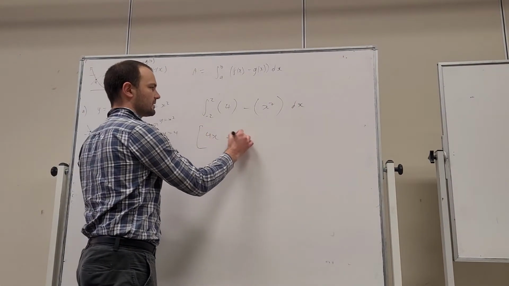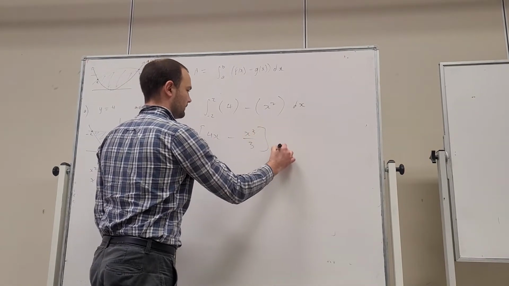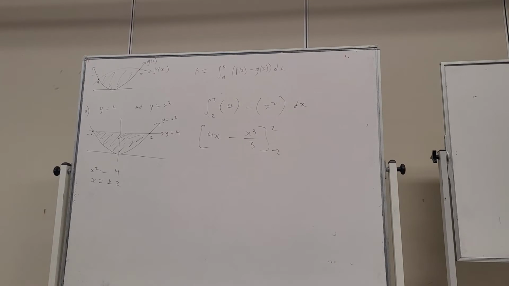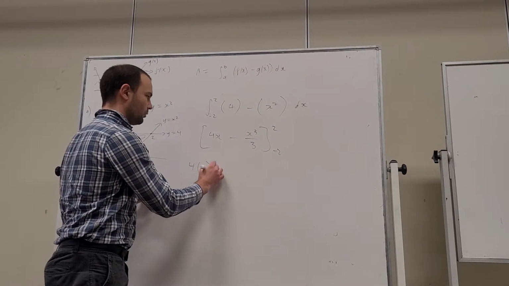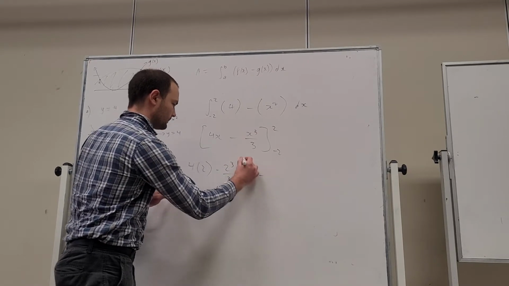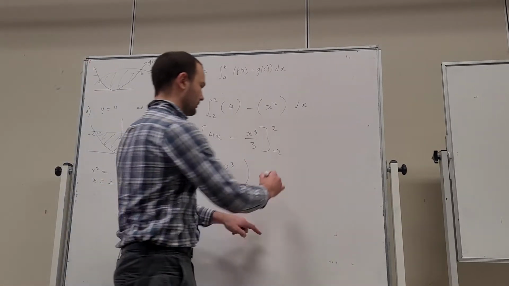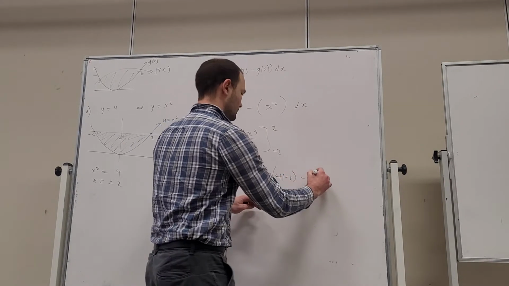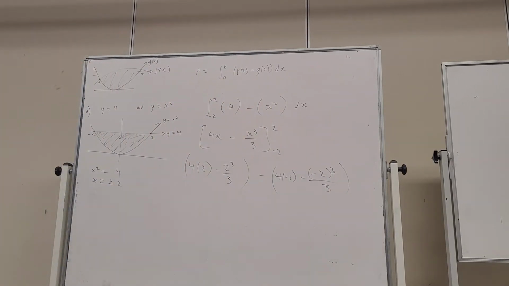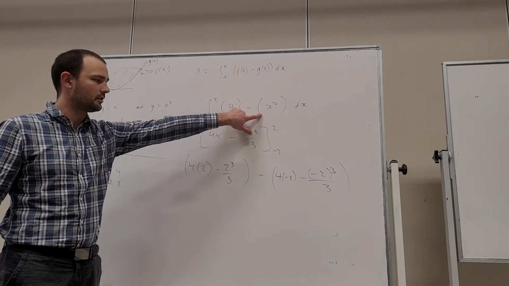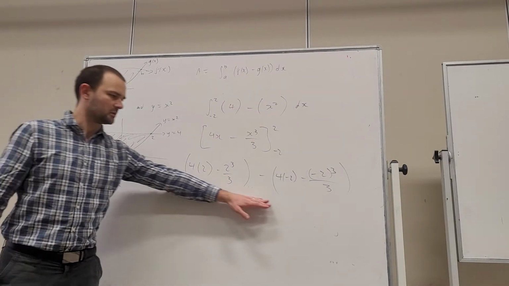So we'll have 4x, take x cubed on 3, from minus 2 to 2. We'll put the information in there. So that's going to be 4 times 2, take 2 cubed on 3. So there we've put 2 in, and then over here we're going to put minus 2 in. So use brackets appropriately. From there you've shown sufficient evidence to just perform the calculation in your calculator. You can evaluate that part in your calculator, or we can go through and simplify it manually.